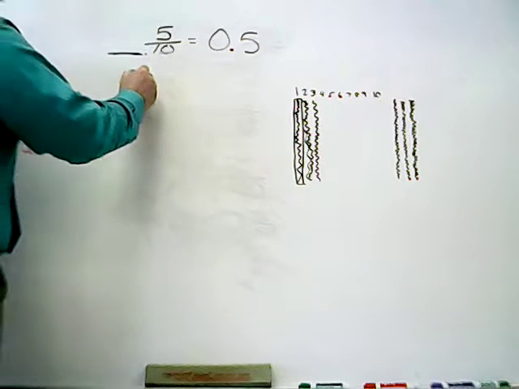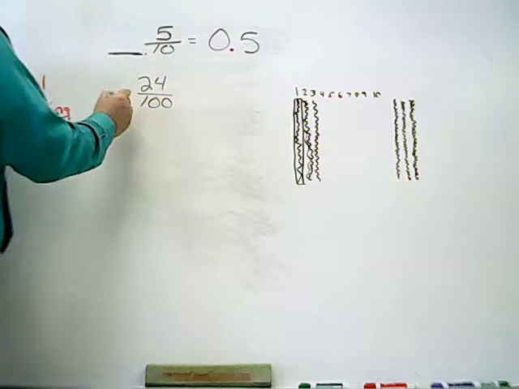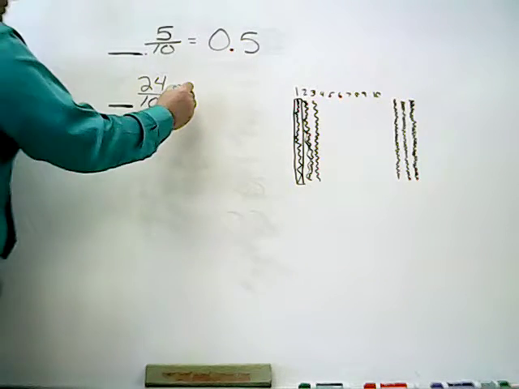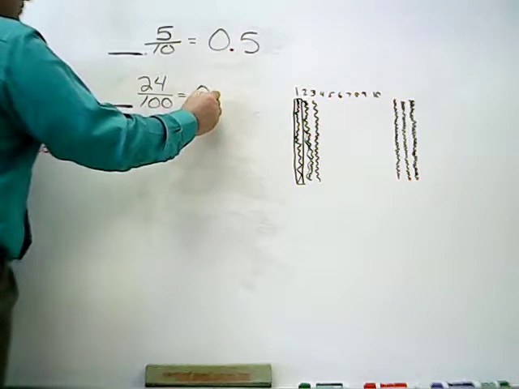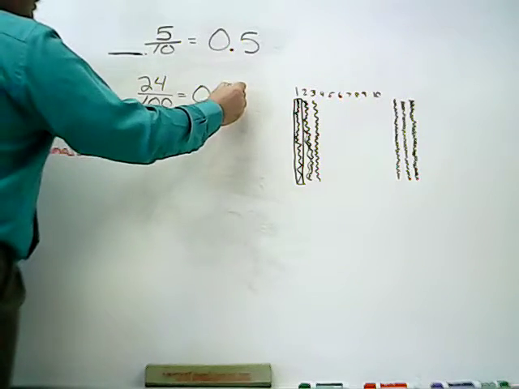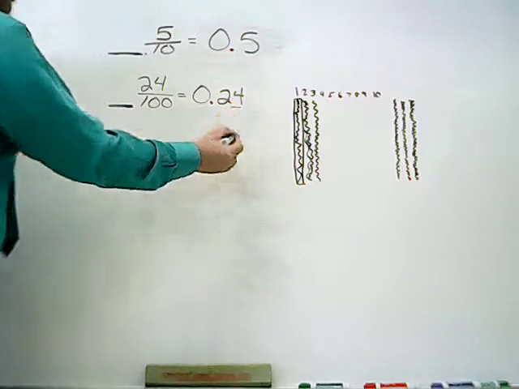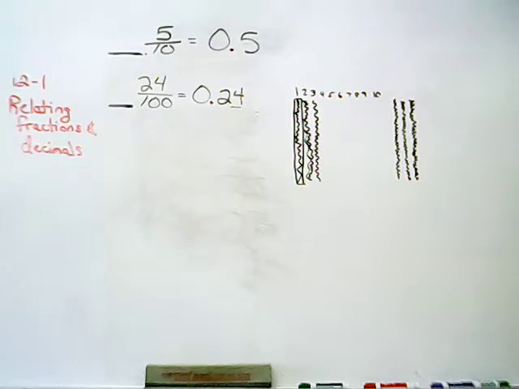Same idea, 24 hundredths. Again, I have no holes, so it's 0, and then since it's hundredths, I know I need 2 spots after the decimal point, 0 and 24 hundredths.